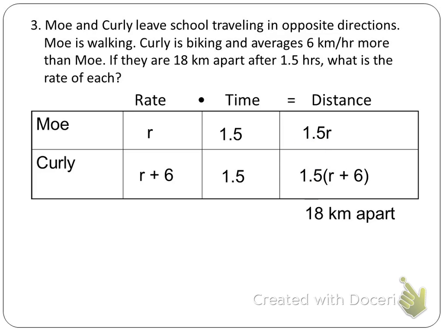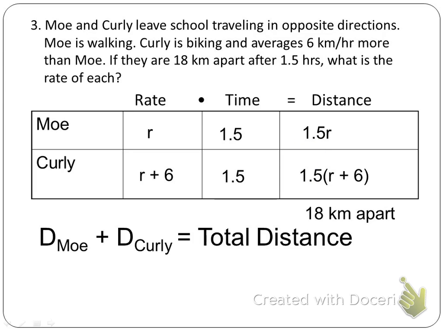So there's my question and my answer. We need to add the distances together and get the 18. Okay? So 12.5 R, that represents Mo, plus the 1.5 times R plus 6, that represents my Curly. And then that needs to equal 18 kilometers apart.